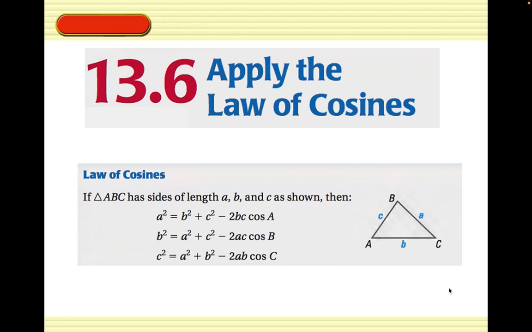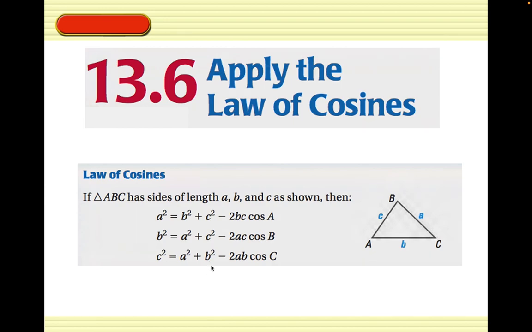I want to apply the law of cosines. This is what it looks like. It also looks like this on your reference sheet. We can see a squared is equal to b squared plus c squared, or b squared equals a squared plus c squared, or c squared equals a squared plus b squared. It has the feeling of the Pythagorean theorem, which is where the proof is born.